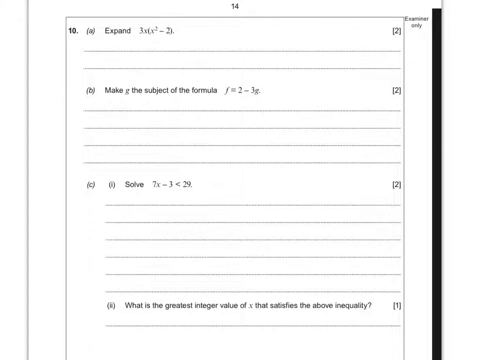For the first part of this question, we've been asked to expand a bracket. So we need to do 3x times x squared, which would give you 3x cubed, and 3x times minus 2, which would be minus 6x. For part B, we need to make g the subject of the formula, so it reads g equals.